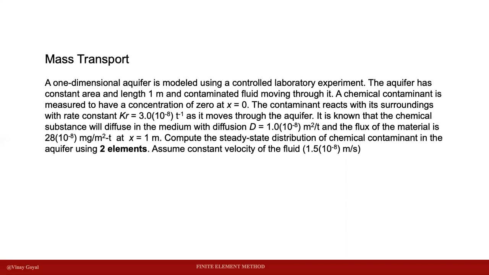So our domain is from 0 to 1. And the flux of the material would be the natural boundary condition in our problem. Compute the steady state distribution of chemical contaminant in the aquifer using two elements. We're going to assume that the velocity of the fluid is constant.